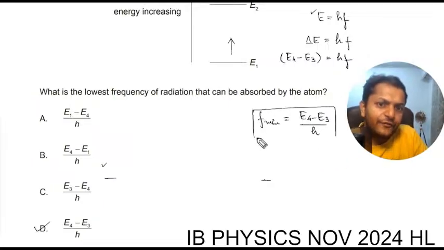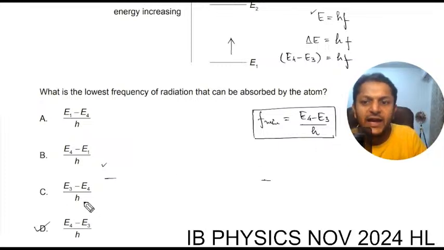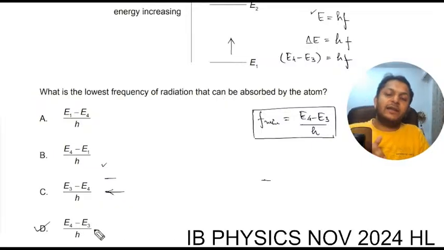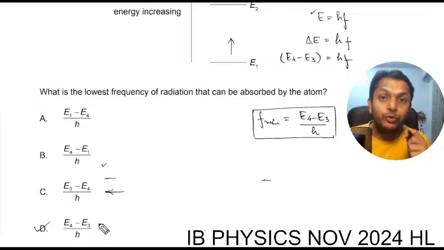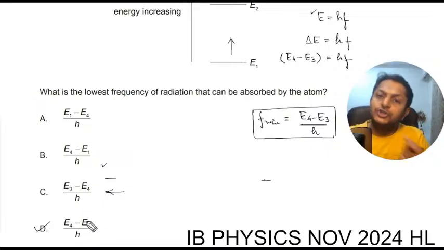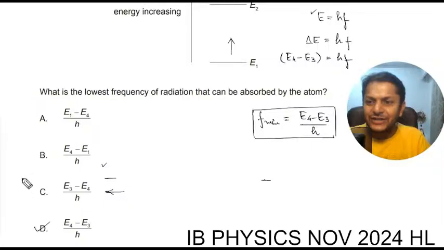I just went for final minus initial, and you can clearly see that they have even created the option of C, which is E3 minus E4, and this is E4 minus E3. So magnitude-wise, both of them will give you the same answer. But in C, it will be negative energy, and energy has to be given out by the atom. And in option D, it will be absorbing energy. So option D will be the correct answer. It is (E4 minus E3) divided by h.